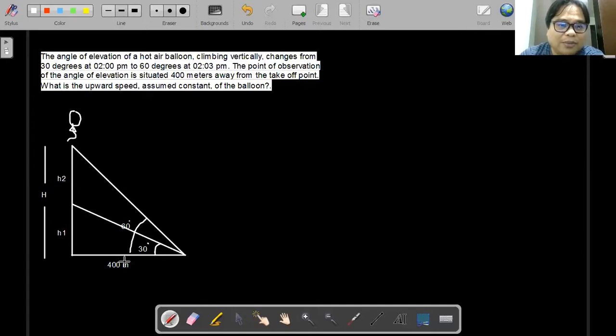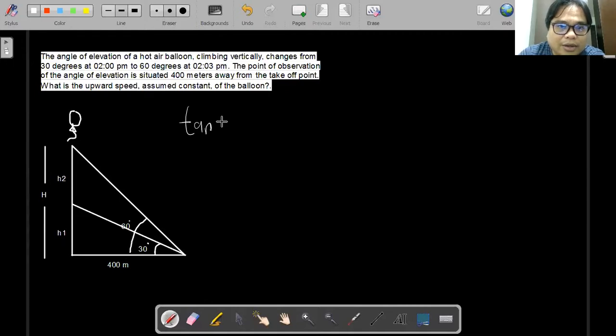From what we've learned, we will be using tangent here. Why? Because we will be taking advantage of the given. When dealing with tangent, you will be using the opposite side of the angle and the adjacent side. So in this case, we will be using the function tangent.